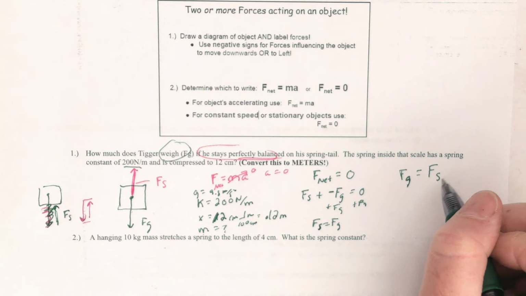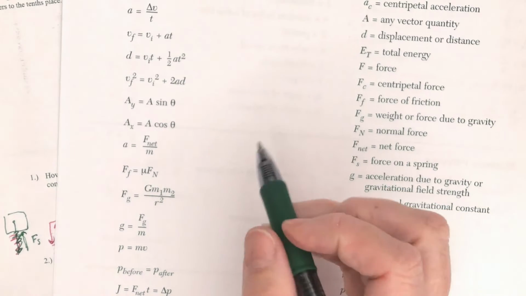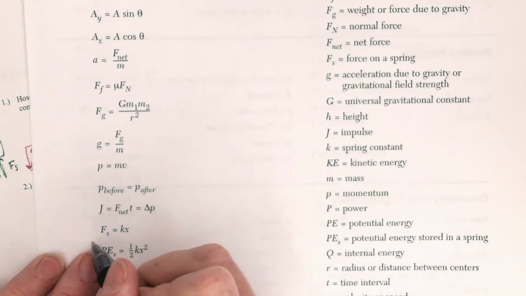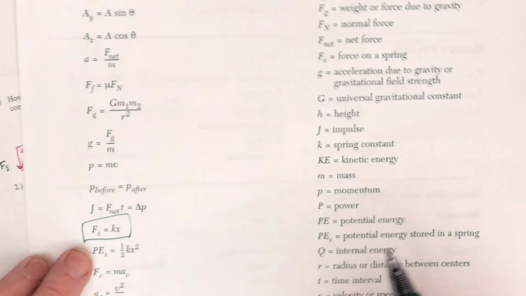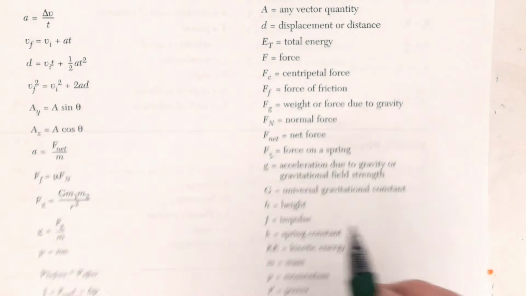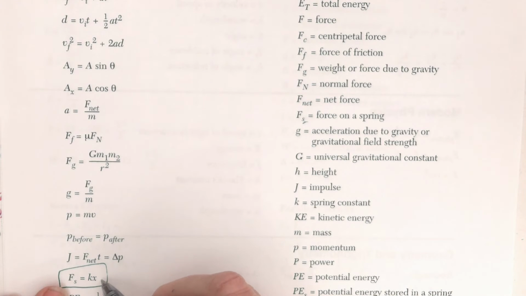Oh, I know. I could use my handy dandy reference table and identify the force of a spring. Where is that? Oh, right there. Way down here. How do I know? I look way up here. Force on a spring. That is my spring constant times x.